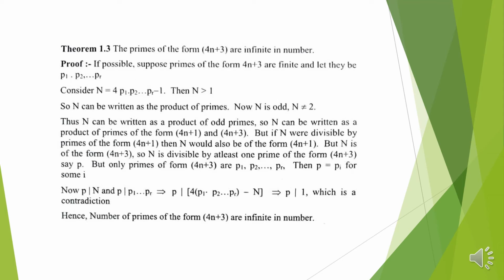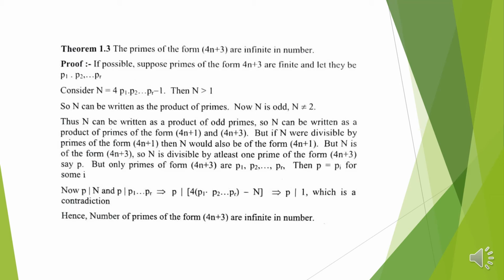Next theorem. The primes of the form 4n plus 3 are infinite in number. Okay, if possible, suppose primes of the form 4n plus 3 are finite, and let these be p1, p2, p3, and pr.